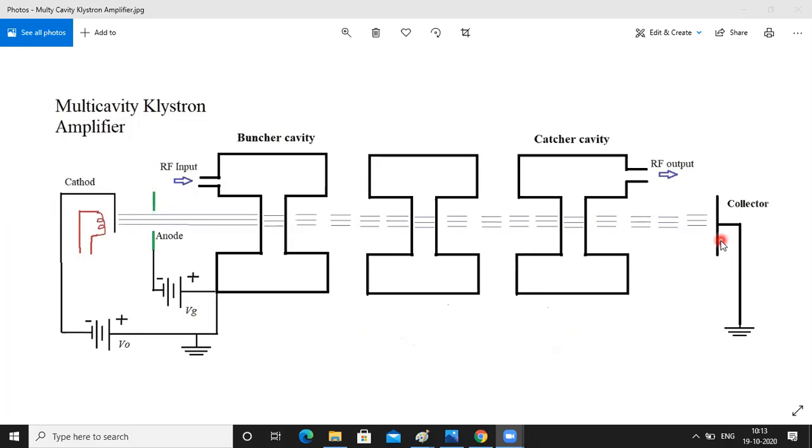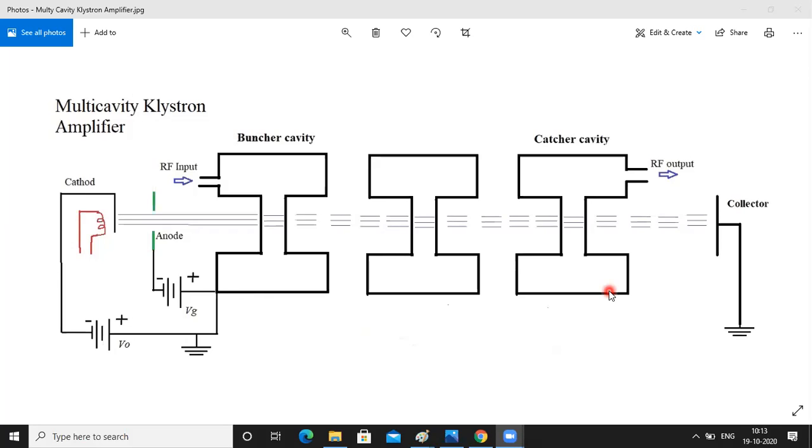So what is the difference here, unlike your two cavity klystron? Unlike the two cavity klystron, there is the entire drift tube assembly. What is the drift tube assembly? This is the entire drift tube assembly. Whatever tubes you see, one, two, three, all these tubes are called the drift tube assembly. In this drift tube assembly, the three cavities are shown, and the collector.